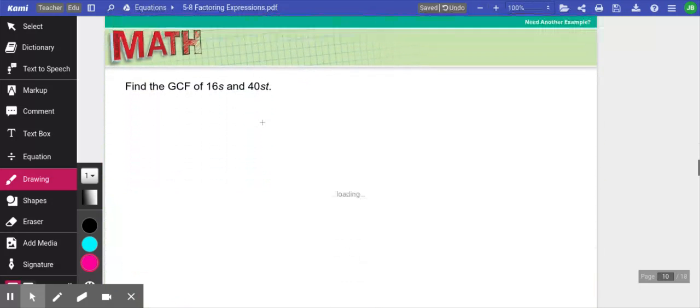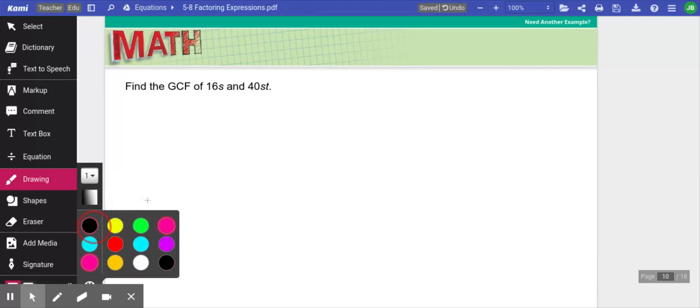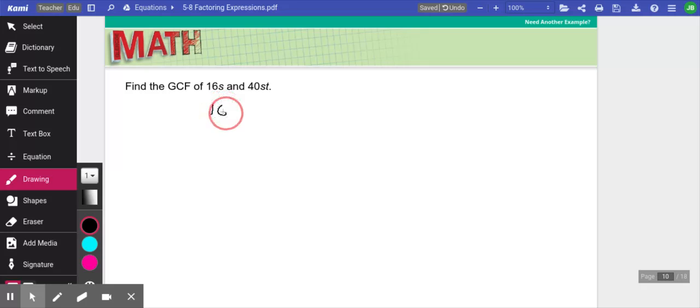Here's another similar example: 16s and 40st. Again, for 16s, I'm going to list my factors. My variable is s. My number factors are 1 times 16, 2 times 8, and 4 times 4. Because it's 4 times 4, I really don't need to include the second one. It would just be the 1, 4.